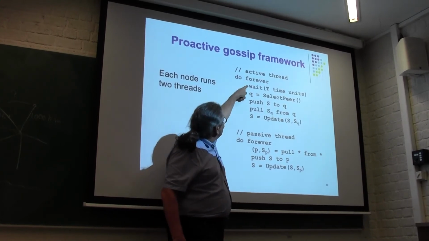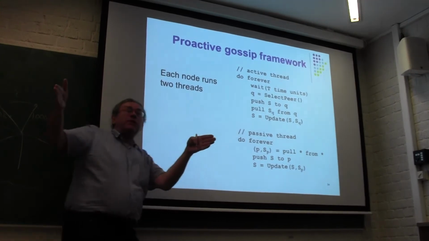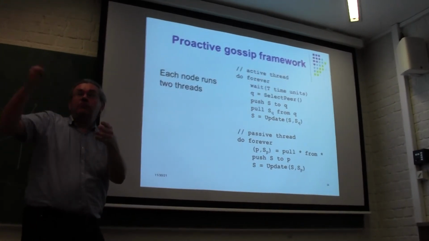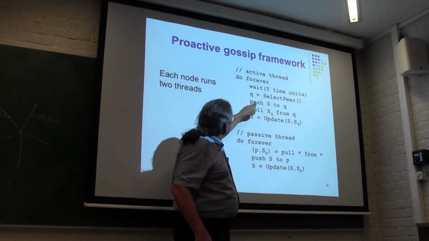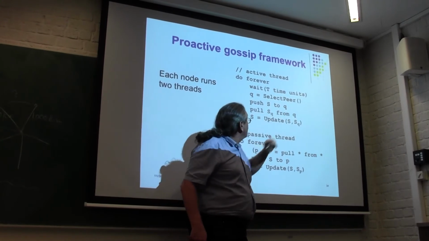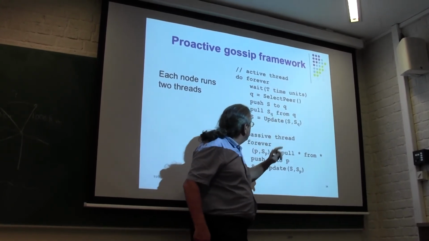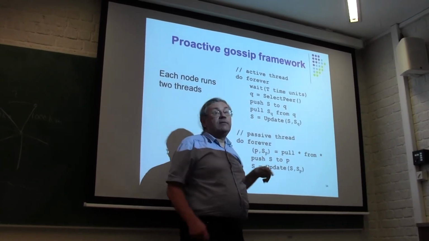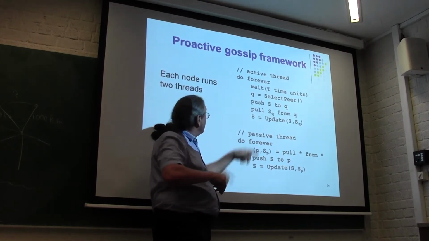The active thread, you wait t time units, whatever it is, so you have some time in between the round trip. It's not doing too much, so the load on the network is very low. You select a peer, you push your local state S, so you send it to Q, you receive the state from Q, and then you update your local state. That's very simple. You send information, you get it back, and you update your local state.